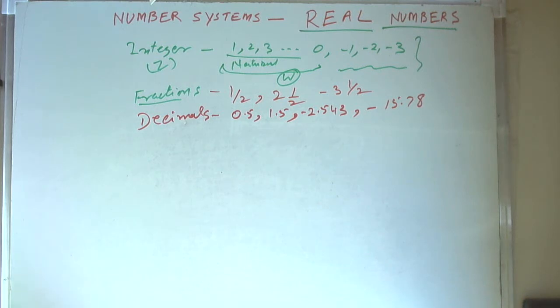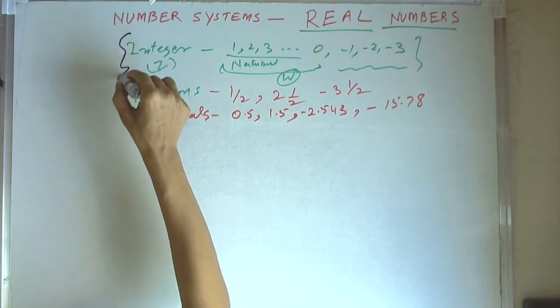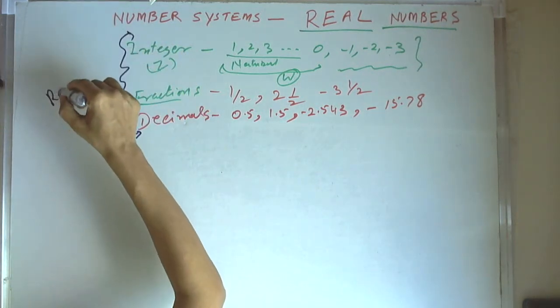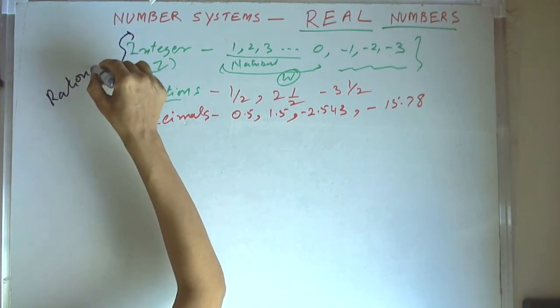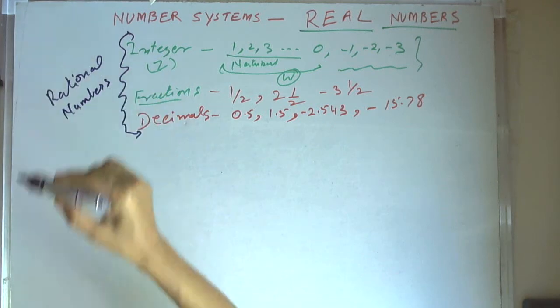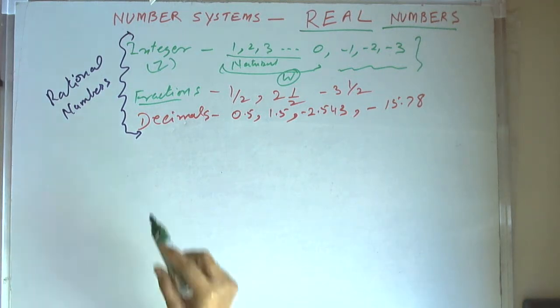Now all these numbers, this collection, is called rational numbers, which include integers, fractions, and decimals. After that, we learned irrational numbers.